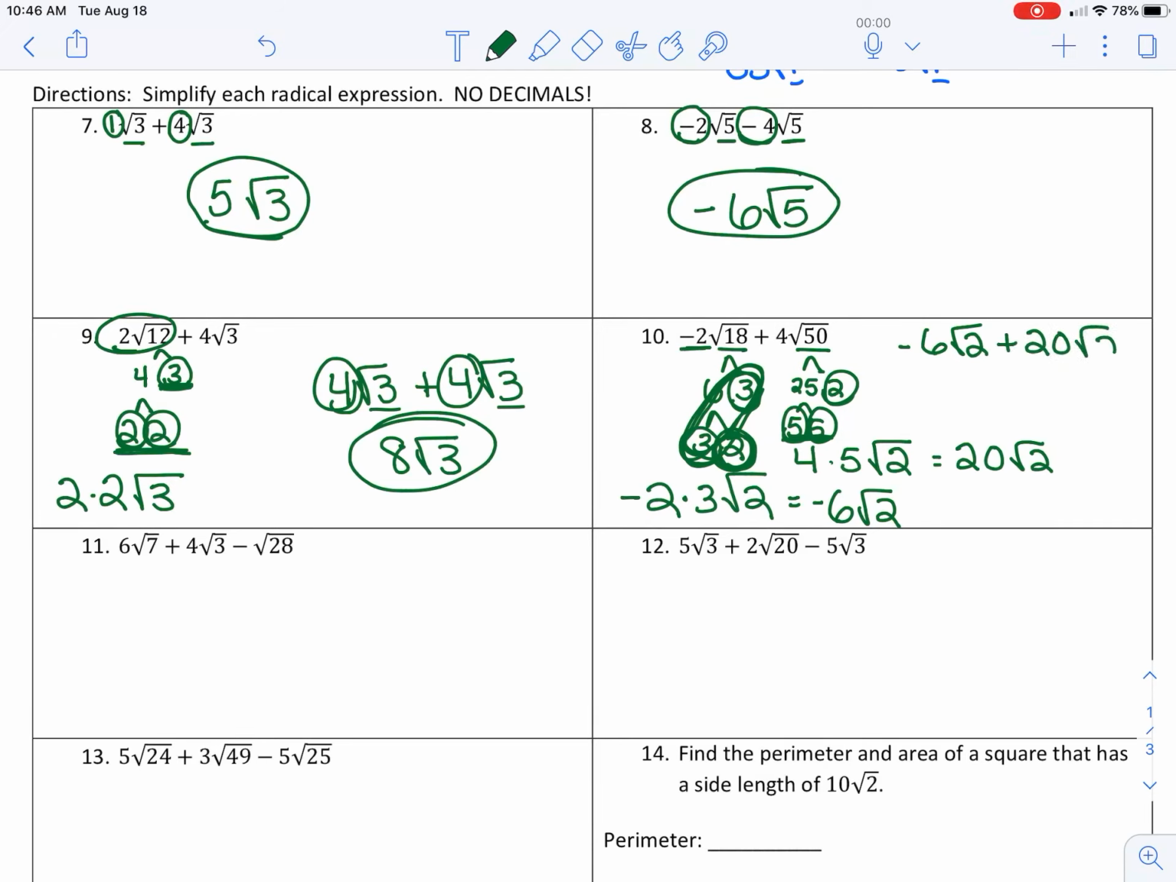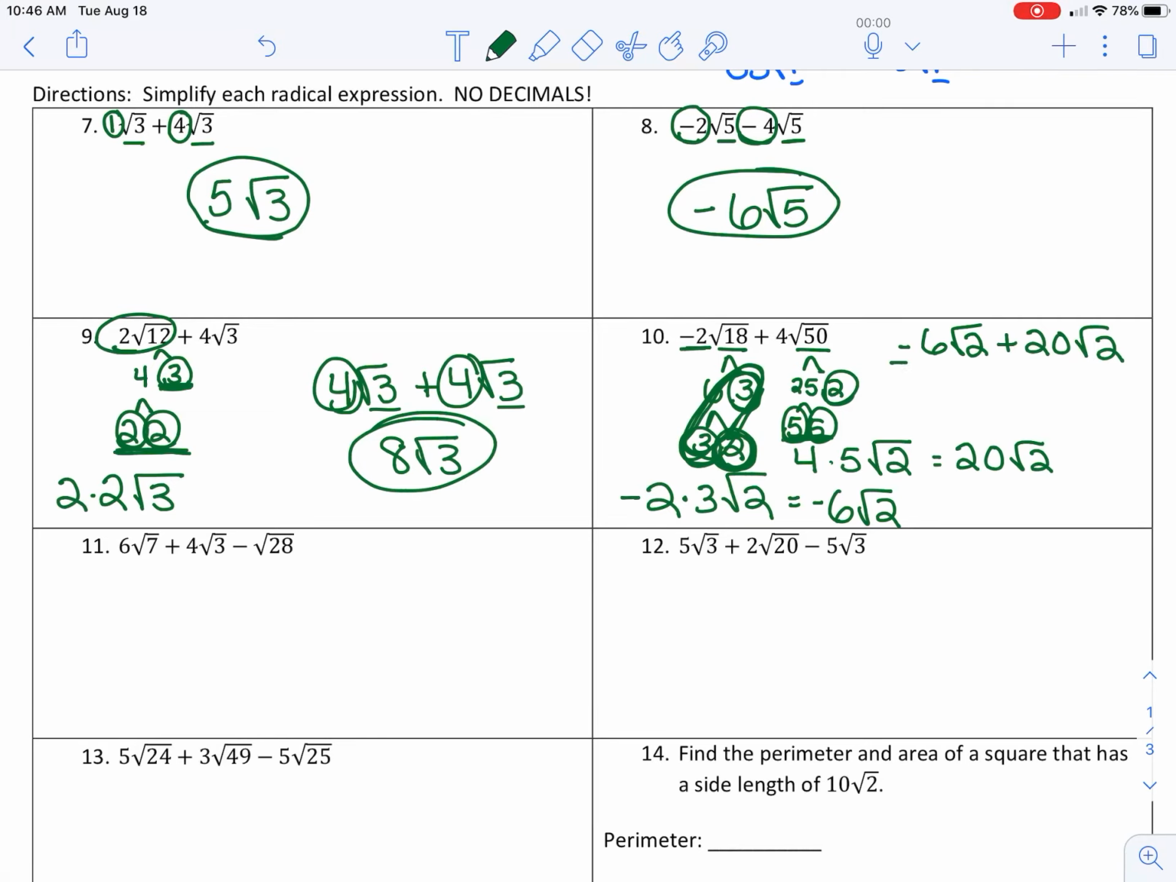plus 20 root 2. Needs to be moved for delivery. There is a car sitting in the dock area. Please remove it so that we can get a delivery truck in. Thank you. See, it's like you're back at school with announcements.